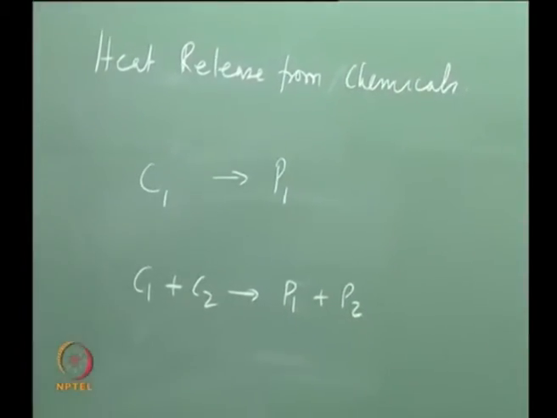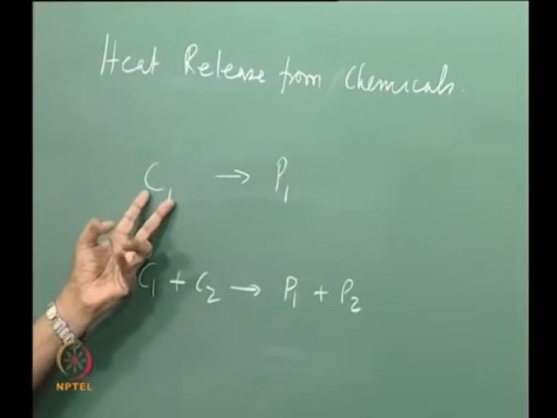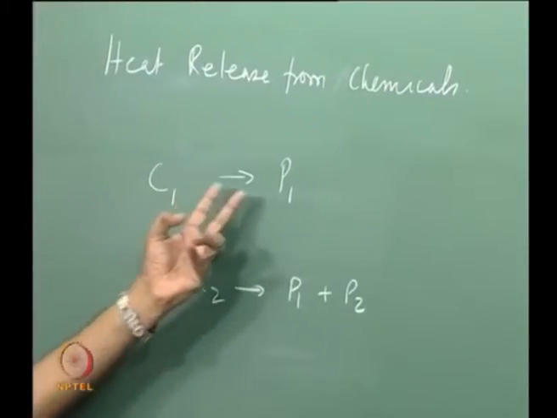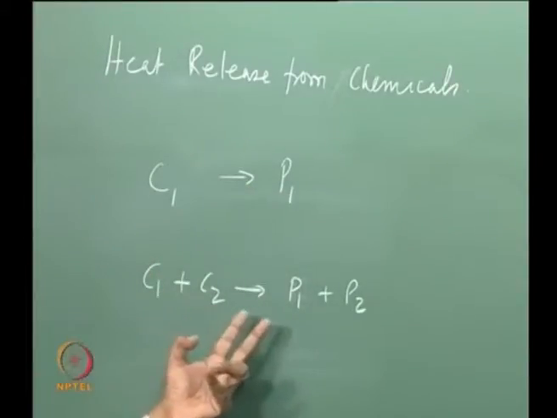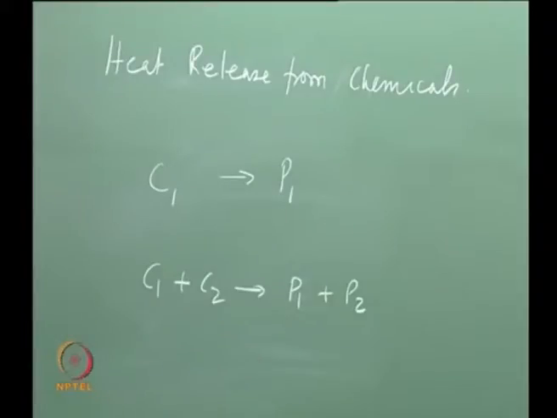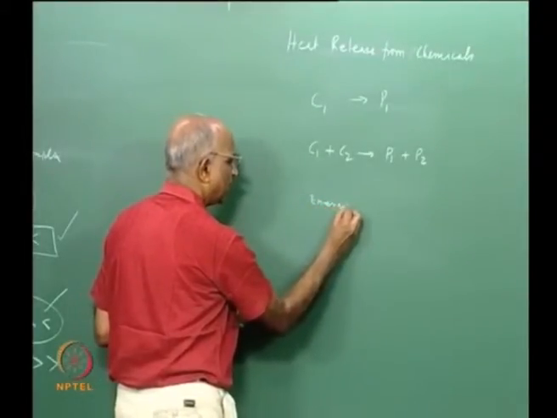Now, the question is, how do I get the heat released in these reactions? These are all chemical reactions of a chemical giving products, or a chemical reaction between two chemicals which give me some products. And to be able to do that, how do we say when will I get energy from a chemical reaction?